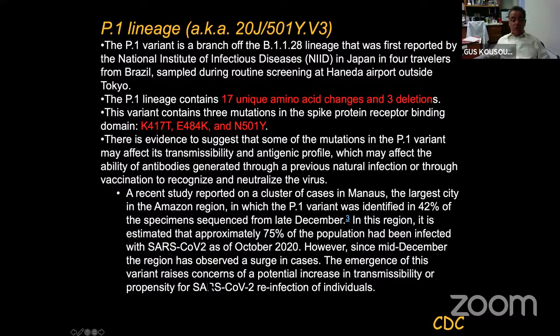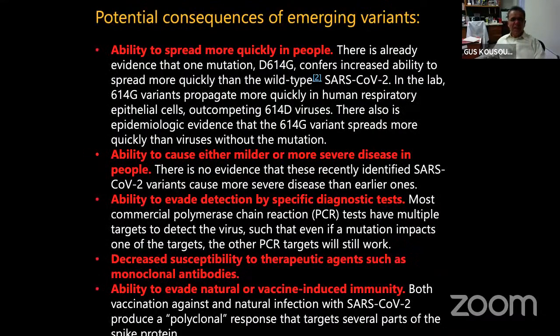The emergence of this variant raises substantial concerns of a potential increase in transmissibility or propensity for SARS-CoV-2 reinfections of individuals because of the plethora of these mutations and deletions across the genome. So what are the potential consequences of having these variants? You can see them in red, and I'll go fairly briefly on that.